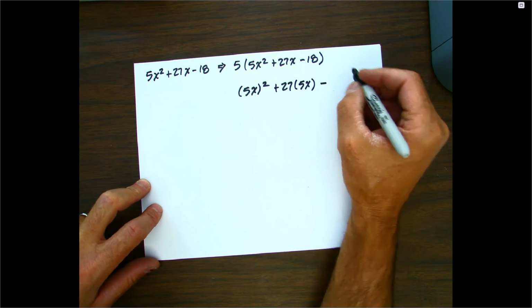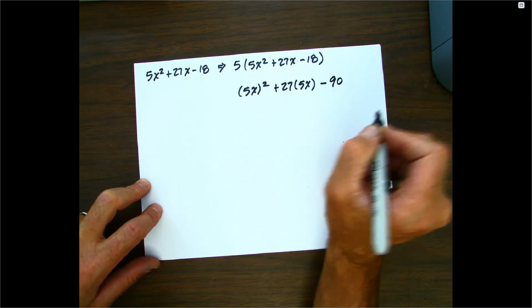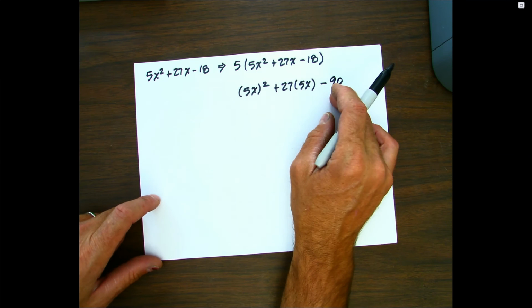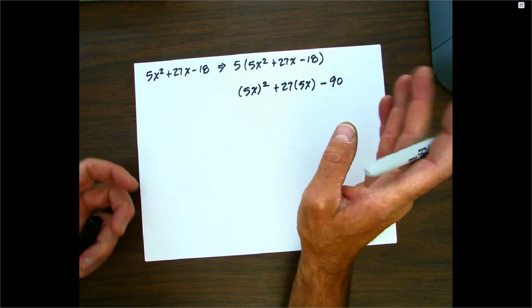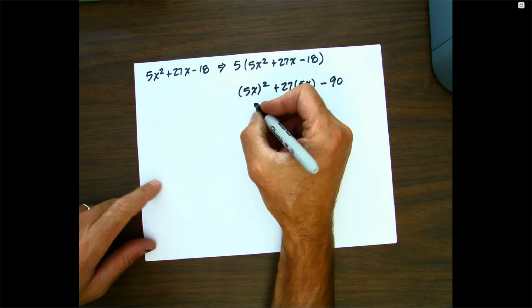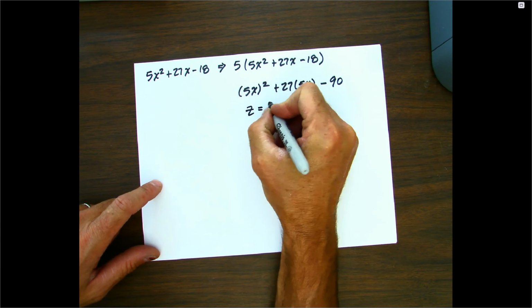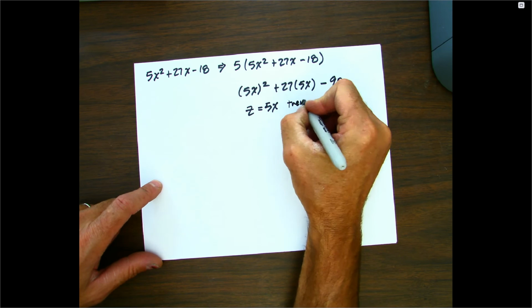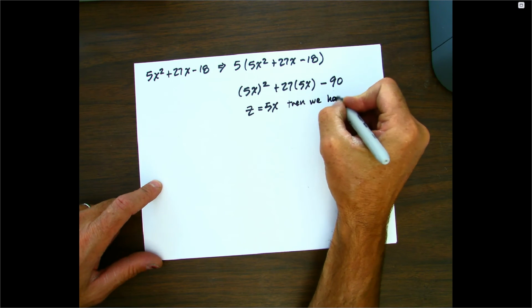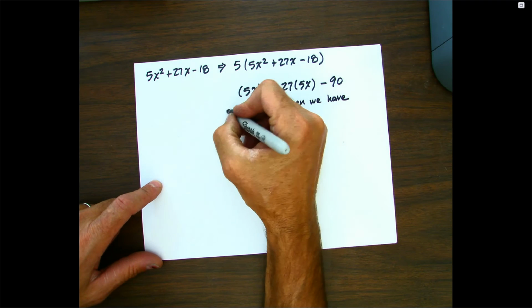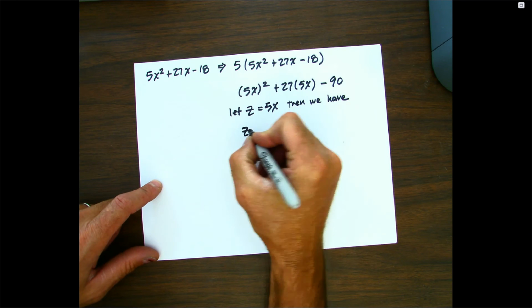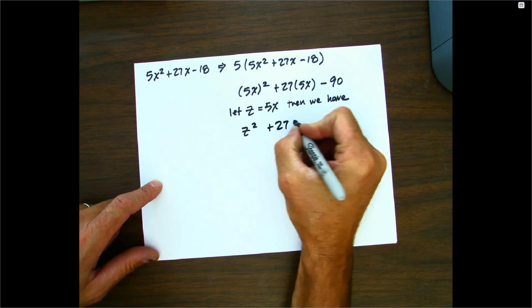And here we can see we have a quadratic. Instead of in x, it's a quadratic in 5x. And so we should be able to substitute out. We can call z 5x and rewrite this thing. I should say let z be equal to 5x. Then we have z squared plus 27z minus 90, which sure looks a lot easier to factor than that one.